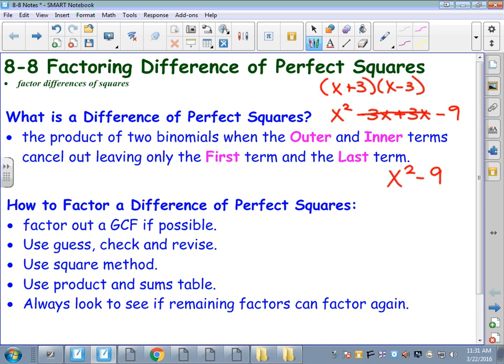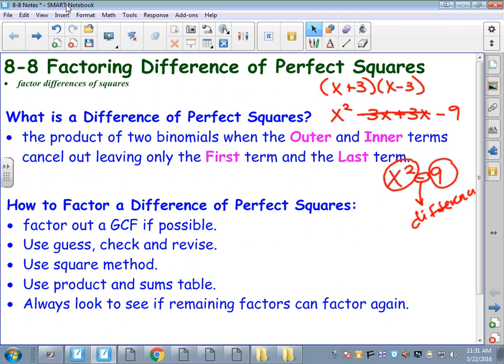So what you're left with is a difference, there's the difference, subtraction, of perfect squares. Now I'm going to get into that definition in just a second, but x squared is a perfect square, and 9 is a perfect square. So how do you know a number is a perfect square or not, and how do you know a variable is a perfect square? I'm going to explain on the next slide.